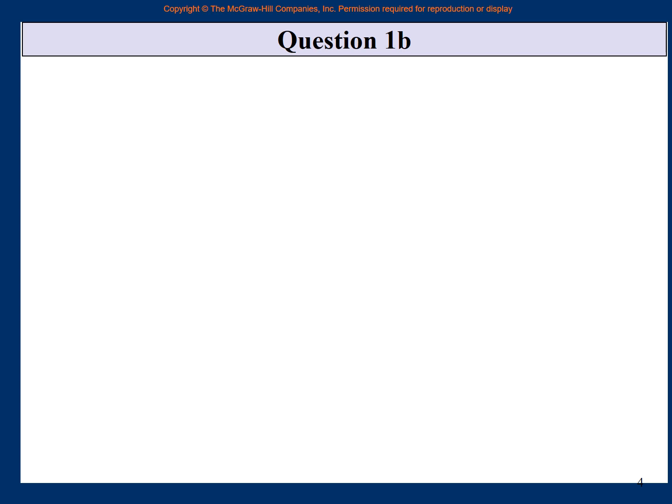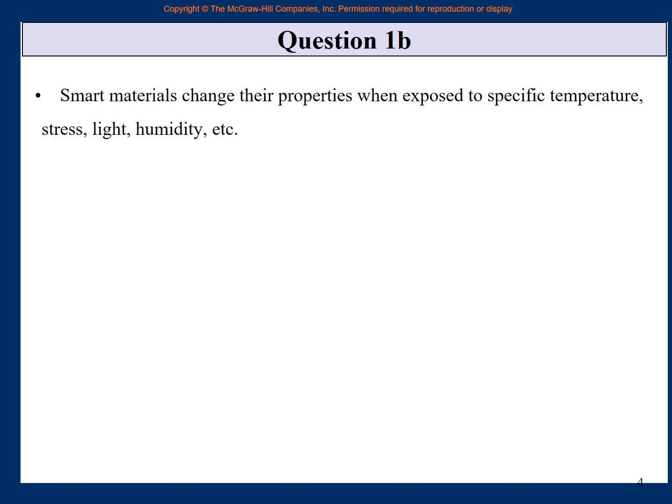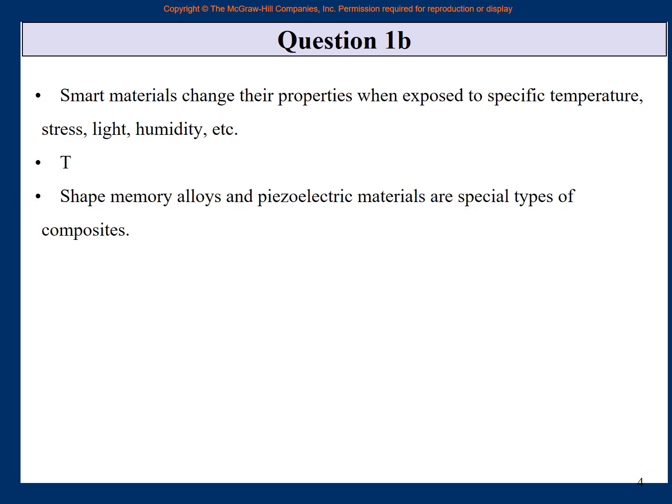This is now question 1B, which means that it is the true false part, and it is still quiz 1, of course. First question: smart materials change their properties when exposed to specific temperature, stress, light, humidity, etc. So what is your answer? Yes, it is true. Next, shape memory alloys and piezoelectric materials are special types of composites. What is your answer? No, it's false. These are other materials, not composites. They are smart materials and so on.